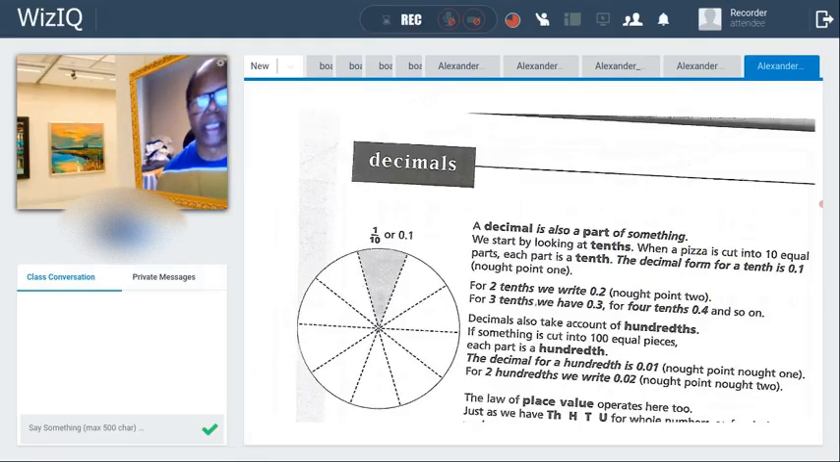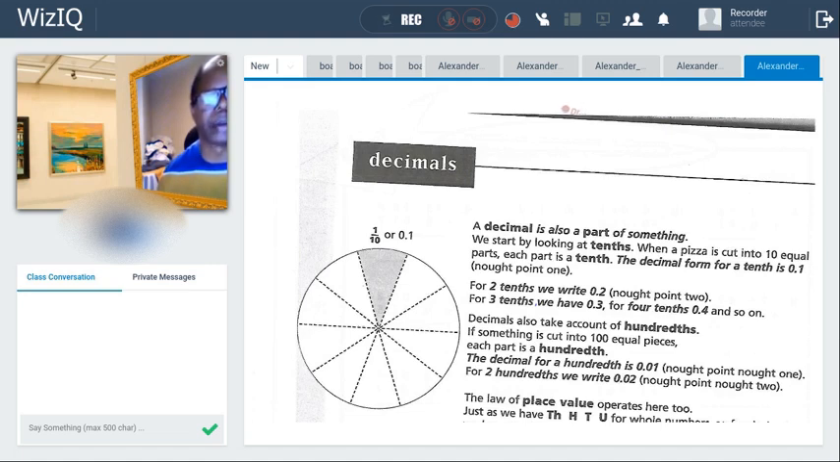Okay, so the next is about decimals. Decimal points are actually almost similar to the fraction, only that you need to divide the denominator into the numerator. So you don't leave it as numerator over denominator.